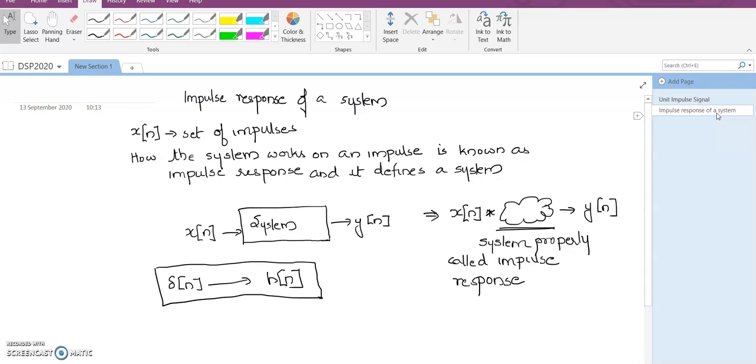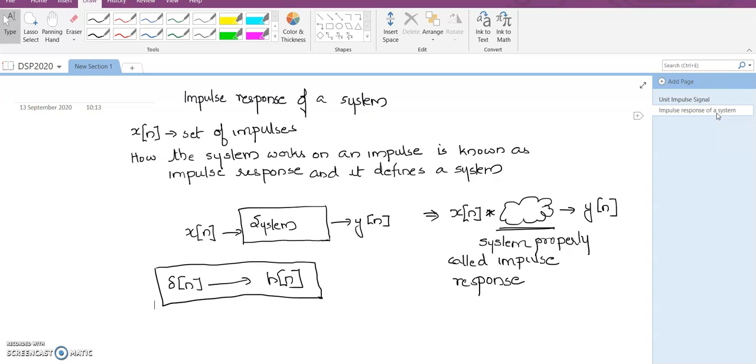Now we are going into the next concept of impulse response of a system. We did questions on convolution, and we often wrote the equation as x of n convolution h of n gives y of n, and you know that x of n is the input signal and y of n is the output signal. And what is h of n? This topic will give an idea of what h of n is.